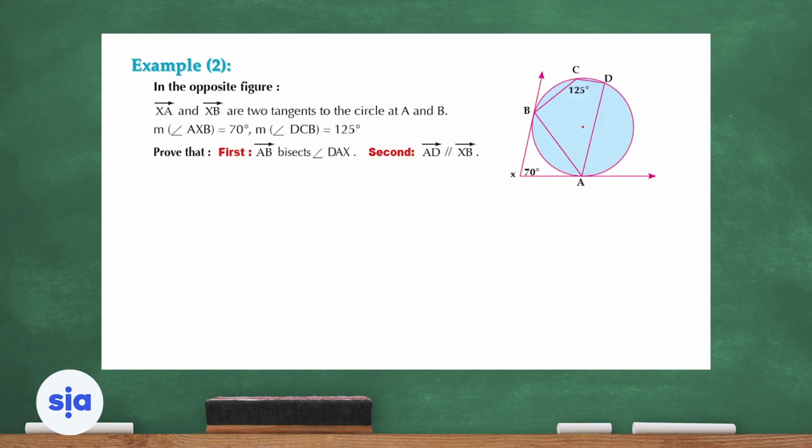In example number 2, the question says, in the opposite figure, XA and XB are two tangents to the circle at points A and B, where the measure of angle AXB is given by 70 degrees, and the measure of angle DCB is equal to 125 degrees. The question is asking for two things. The first thing, prove that AB bisects angle DAX. And the second one is asking you to prove that AD is parallel to XB. Let's see how we can solve this question.